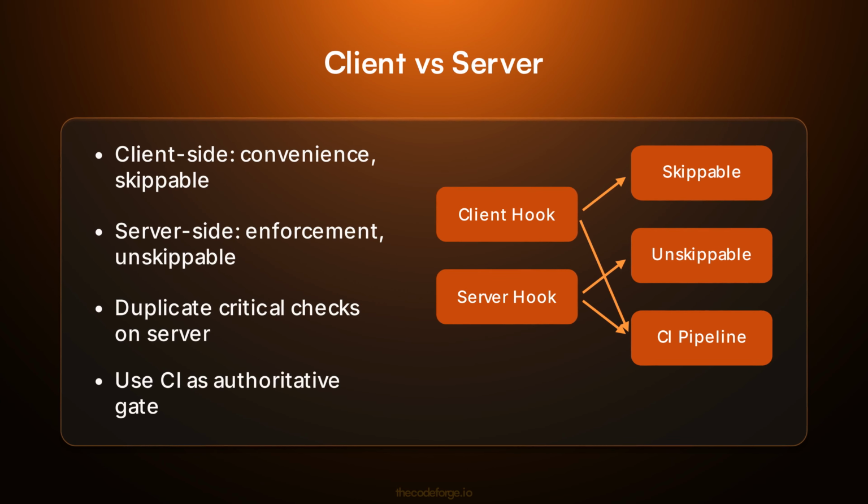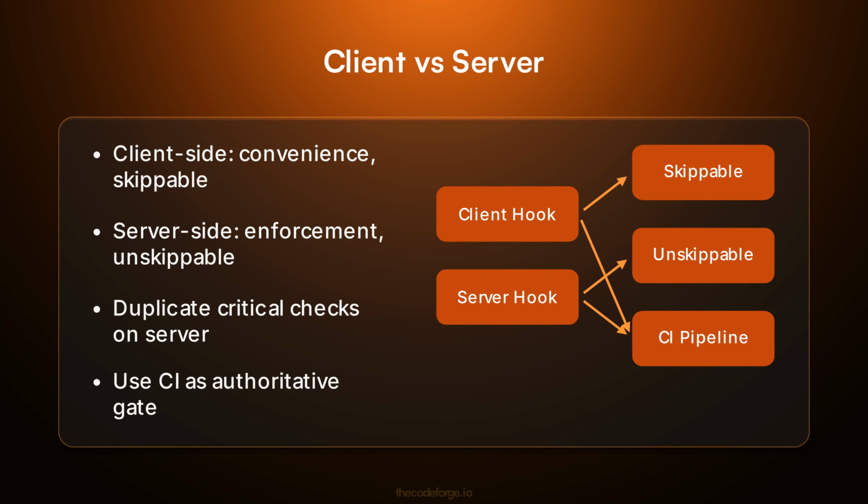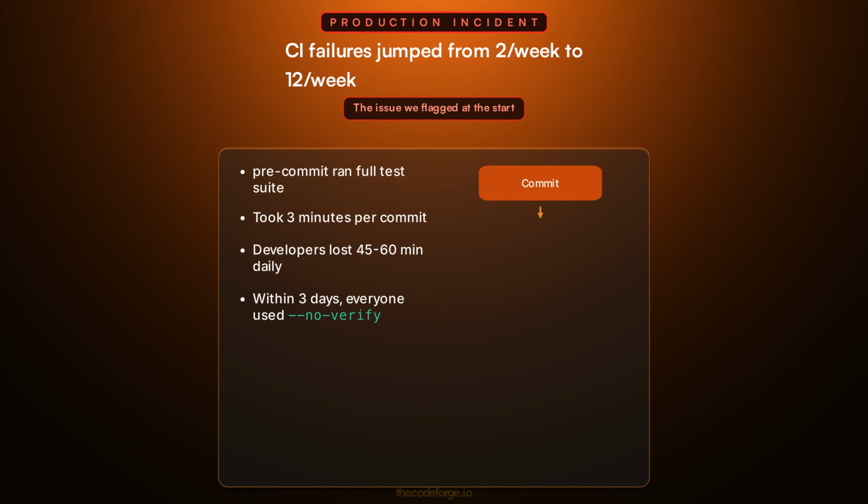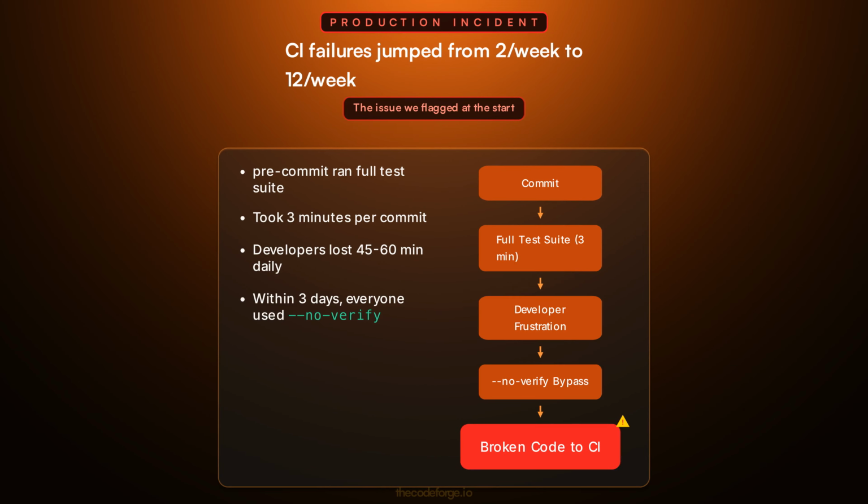Client-side hooks are helpers, server-side hooks are enforcers. Always duplicate critical checks on the server. CI pipelines provide an additional layer that cannot be bypassed. This is the same issue we highlighted at the start. Here's exactly why that happened.